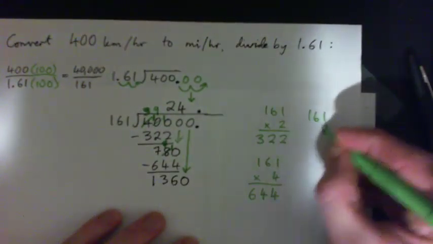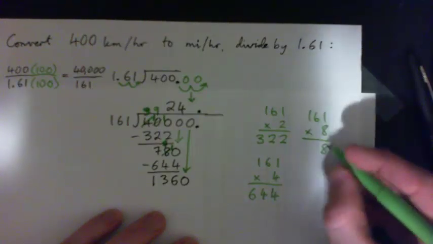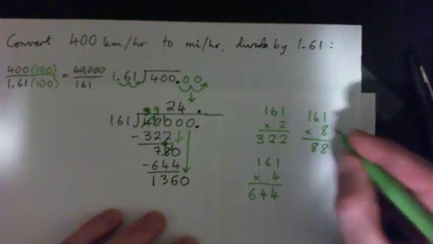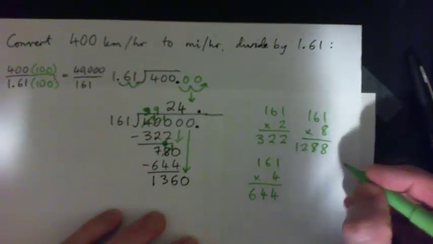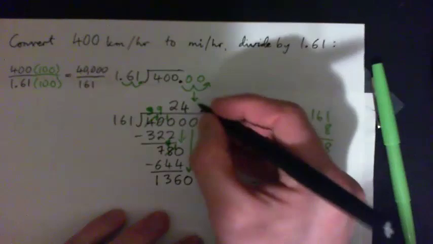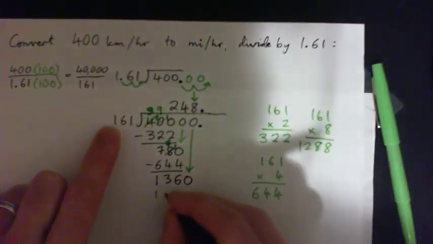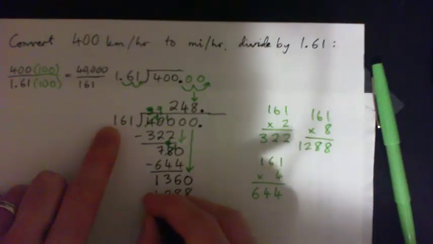161 times 8. Might have to go up or down one. 8 times 1 is 8. 8 times 6, 48, carry the 4. 1, 8 is 8 and 4 is 12. 1, 2, 8, 8. Yeah, I think that's going to work. So I've guessed 8. So 8 times 161 is 1,288. Now subtract.